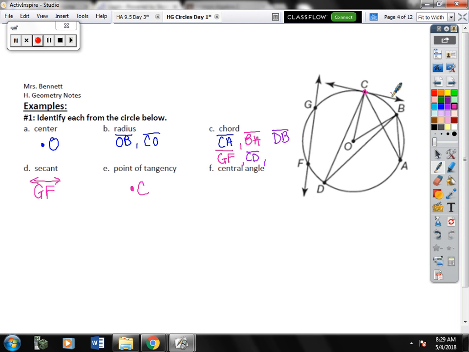And who can identify a central angle? Marquise? Angle COB. I'm going to add a question. Who can identify an inscribed angle?